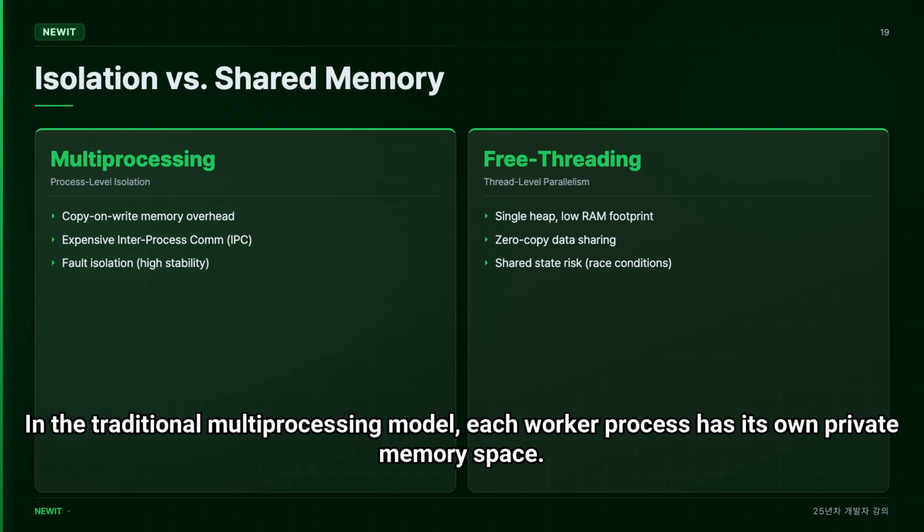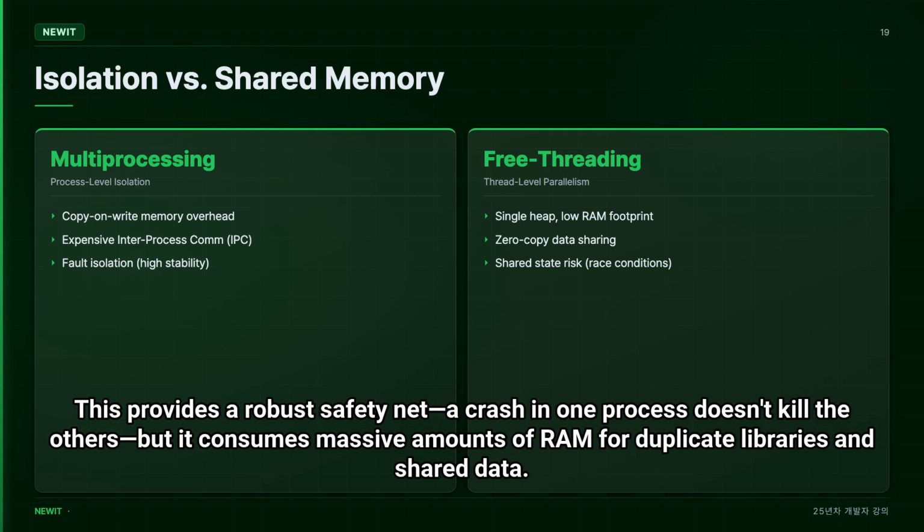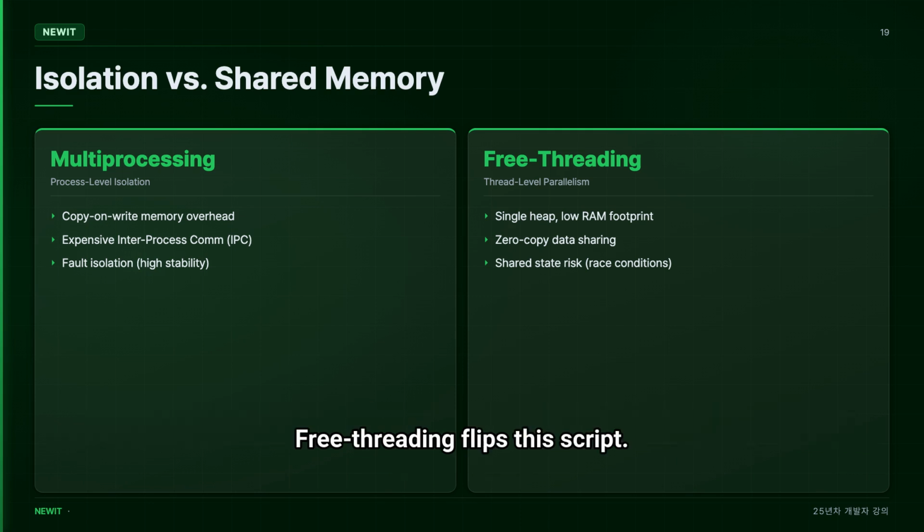In the traditional multiprocessing model, each worker process has its own private memory space. This provides a robust safety net. A crash in one process doesn't kill the others, but it consumes massive amounts of RAM for duplicate library and shared data. Free threading flips this script.